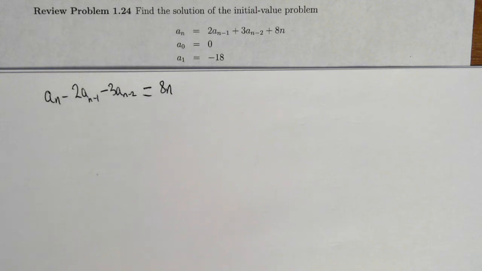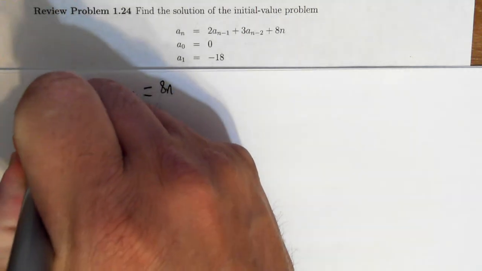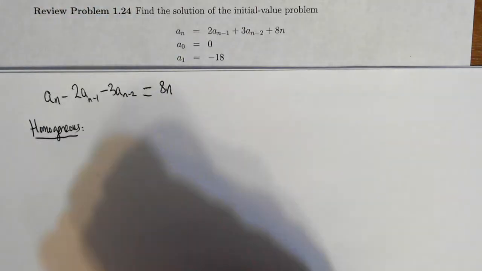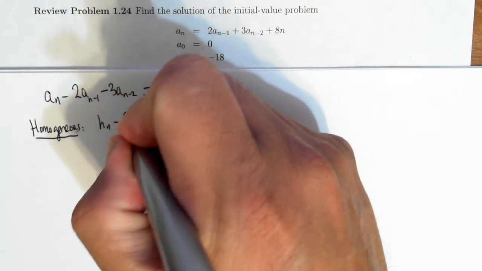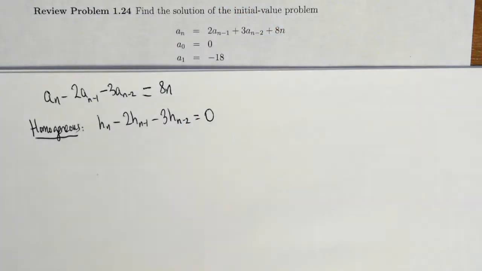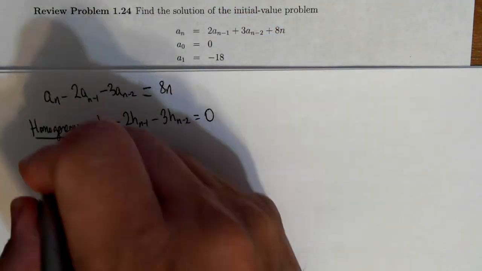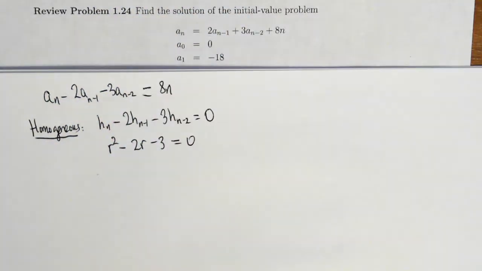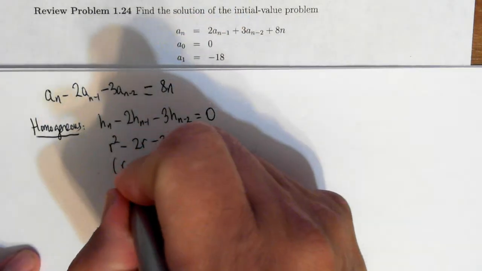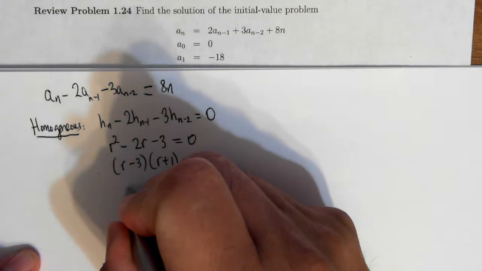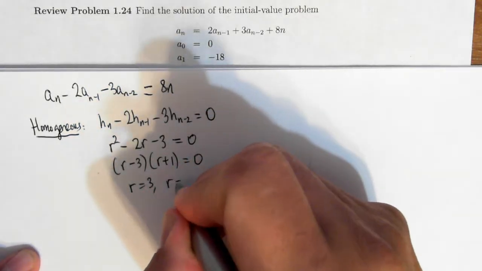And so the way that we solve this, we first solve the homogeneous equation. So the first step, let's figure out the solution of the homogeneous equation, where I just simply replace the right-hand side by 0 and see what we get. So we find the characteristic equation is going to be r squared minus 2r minus 3 equals 0. And so solving, we get r minus 3, r plus 1 equals 0, so that r is equal to 3 or r is equal to negative 1.